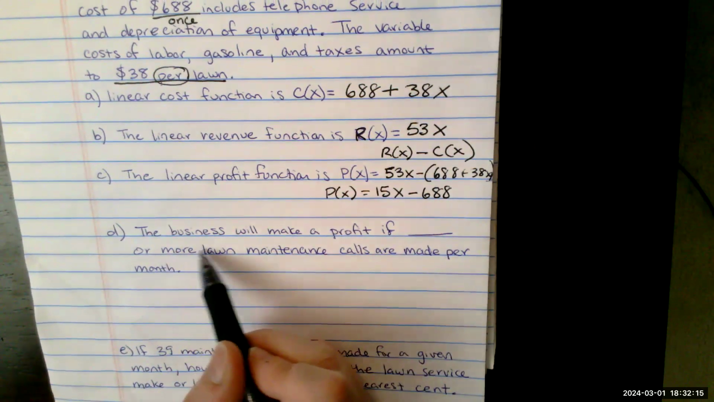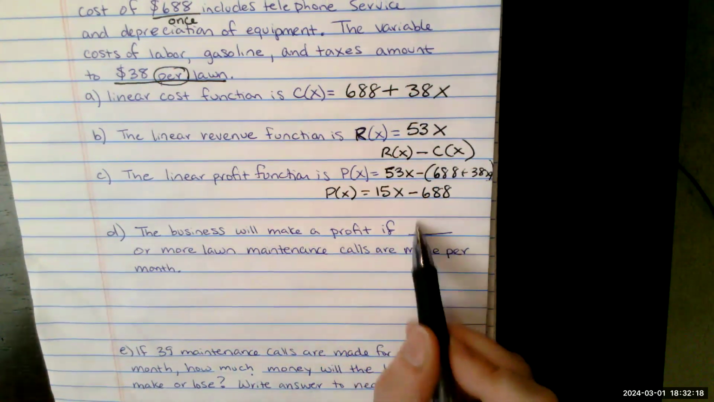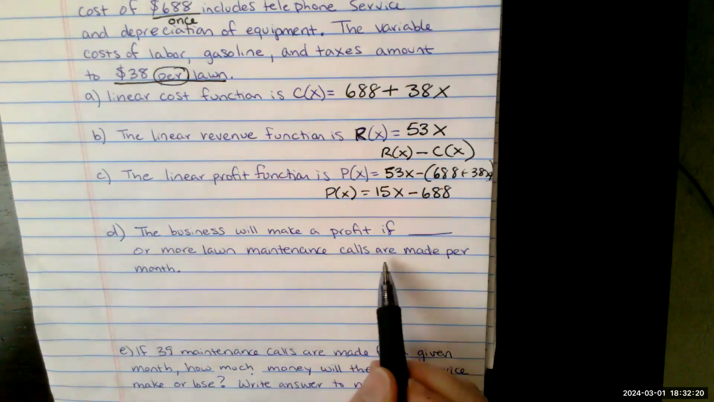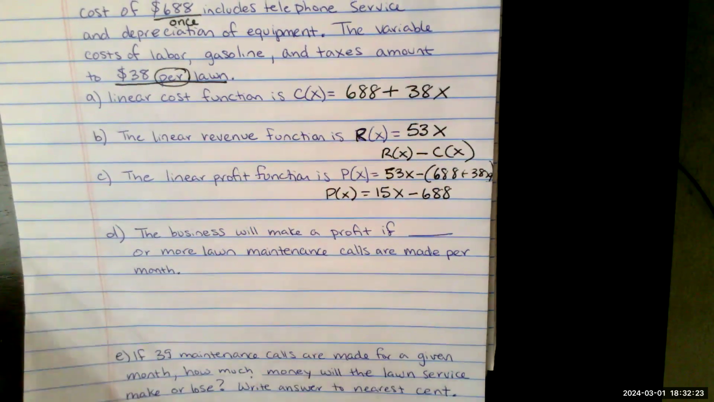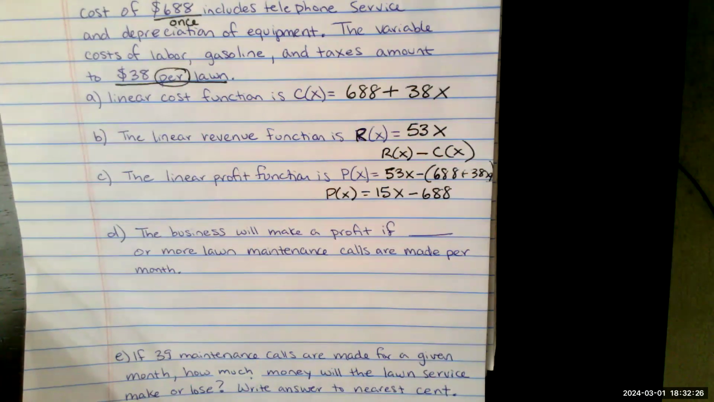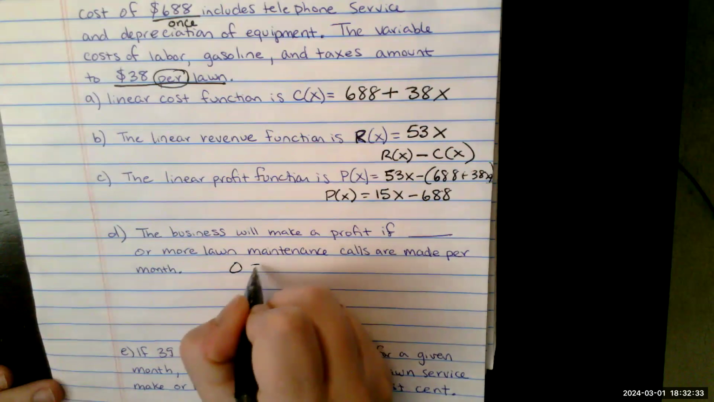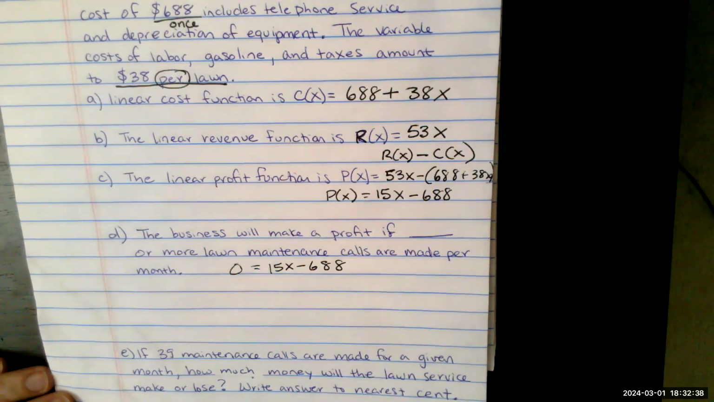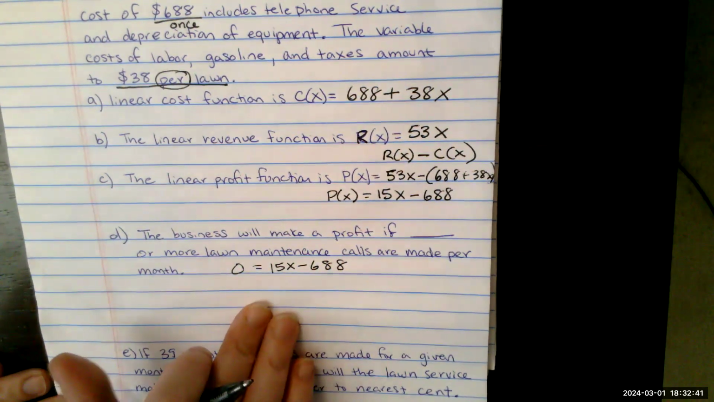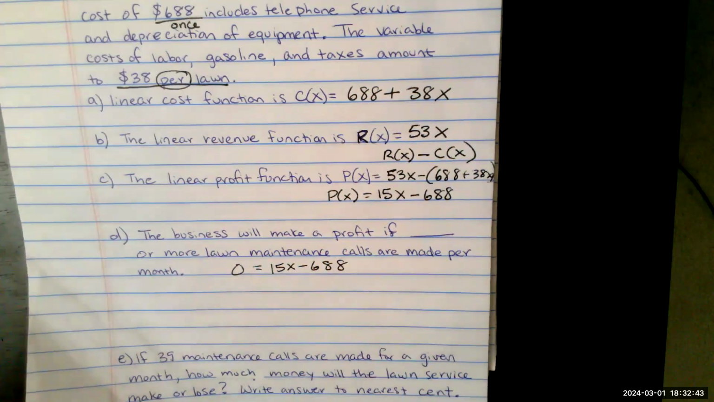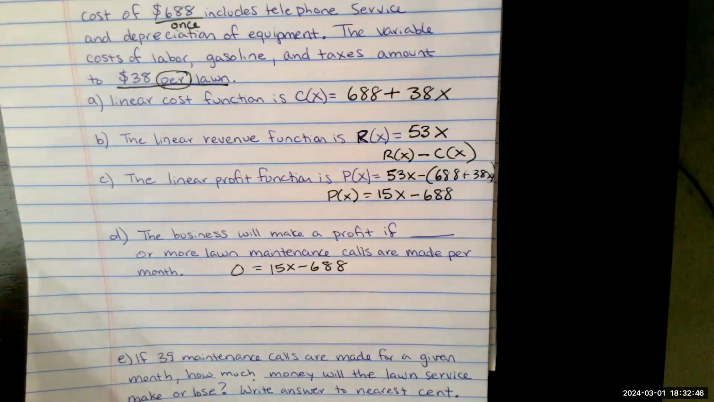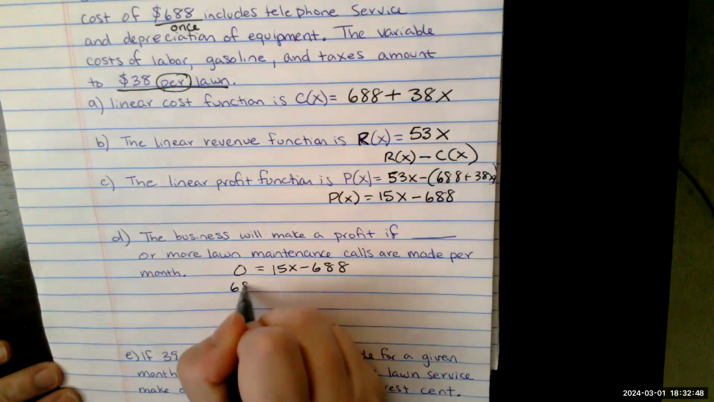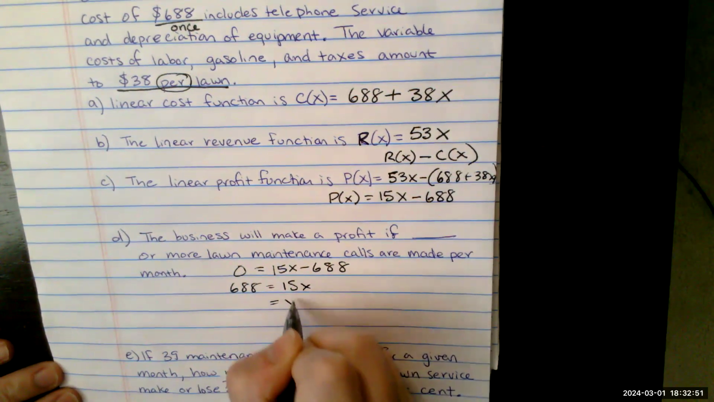Now they're asking, the business will make a profit if blank or more lawn maintenance calls are made per month. So they want to know how many lawns I will have to do to make a profit, to actually get money, have more than I spent. Well, let's start by just finding that break-even point, right? Even though they're not asking me for the break-even point, they're asking me for how many I'd have to sell to make money. Let's start here. How many lawns would we have to do to just break even? So I'm going to add my 688 and divide by 15.